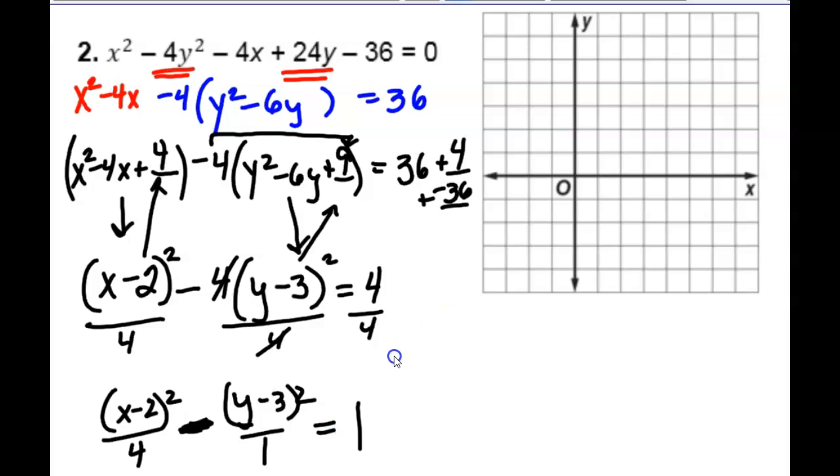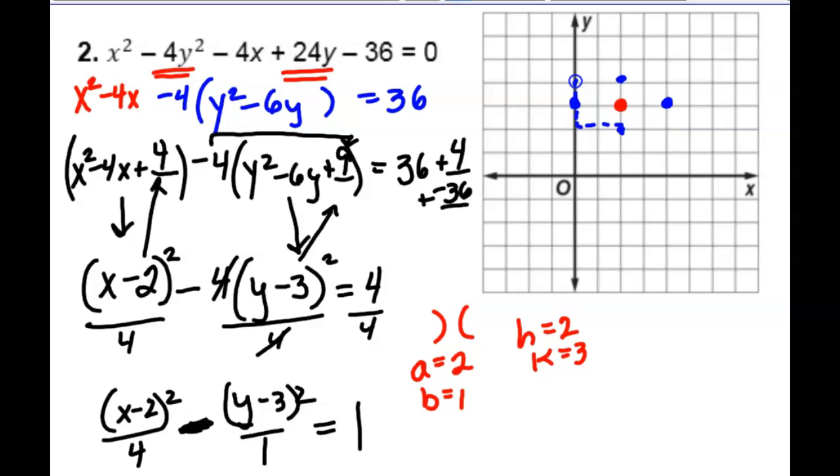Which way does this one open? Left and right. So a squared is 4, a is 2, b is 1, h is 2, and k is 3. So the center is at 2, 3. How far do I go left and right? Left and right 2, because that was under the x. Up and down I go only 1. I have a little rectangle.